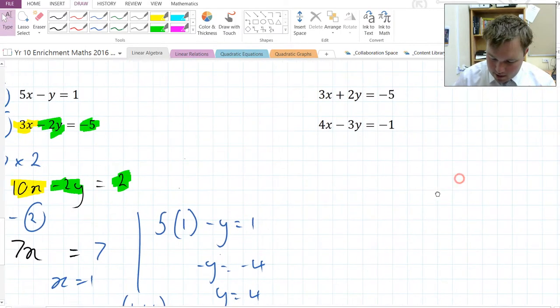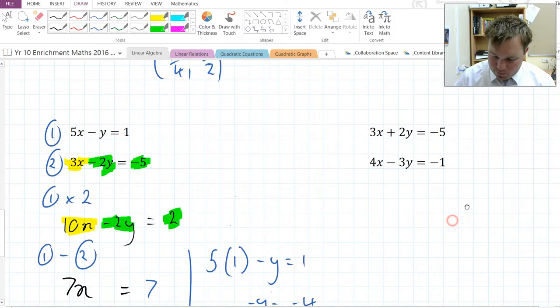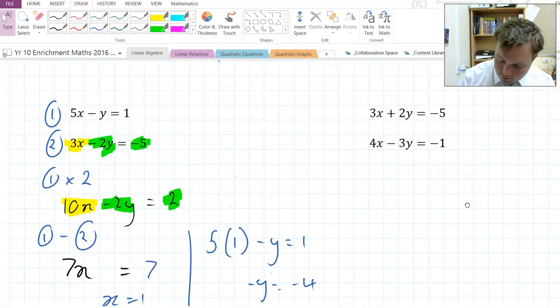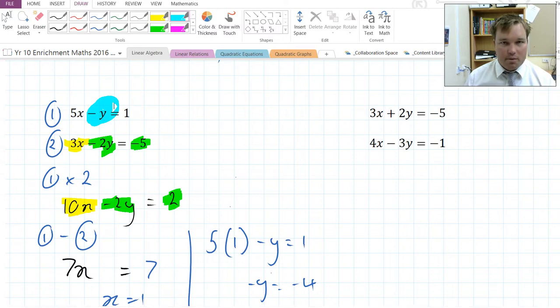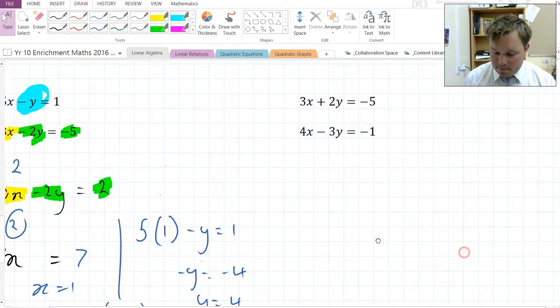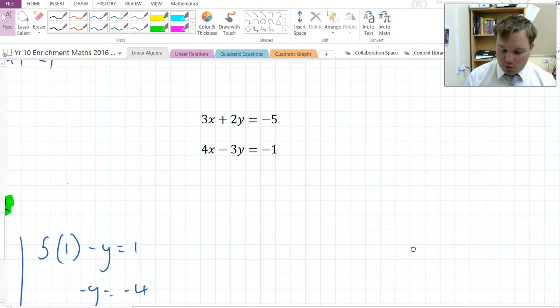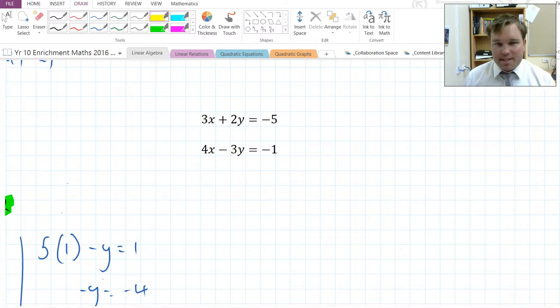Last one. Here, it's trickier again. Because here, I could just take the negative y and multiply that entire equation by 2, and it would line up with the other pair of y's. Here, there's no similar course of action we can take. We can't take 3x and multiply it up by something to get 4x, not if we want to use whole numbers. So instead, what we do is look for the lowest common multiple between a pair.